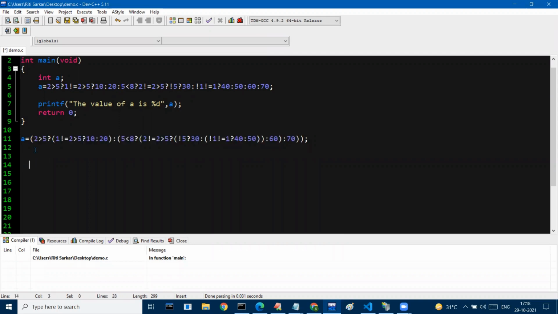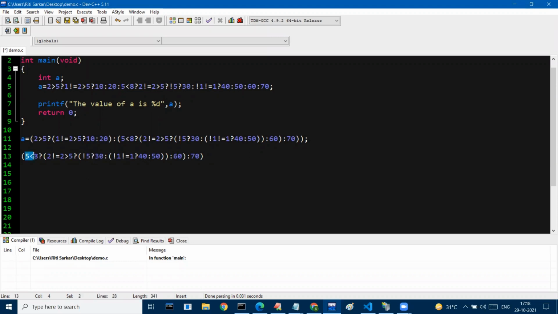Let's start evaluation. 2 greater than 5. What is the answer? False. If the answer is false for the conditional operator, which is the answer? Expression 3 is the answer. So for this conditional operator, this is expression 2, this is expression 3. So who is the answer? Expression 3 is the answer. So now my focus will be here, because I have to evaluate this part to get the result.